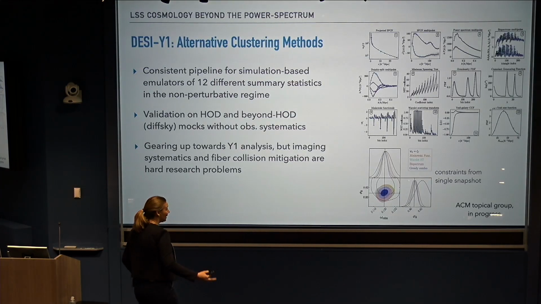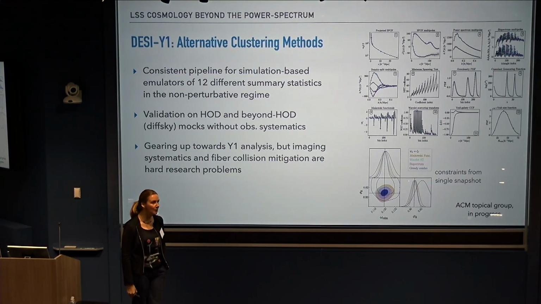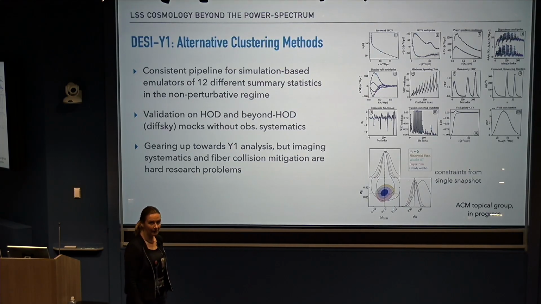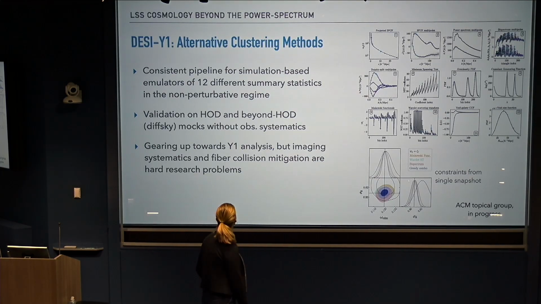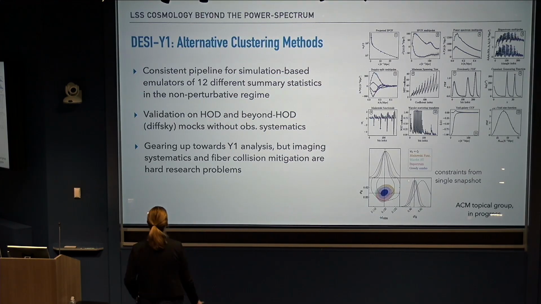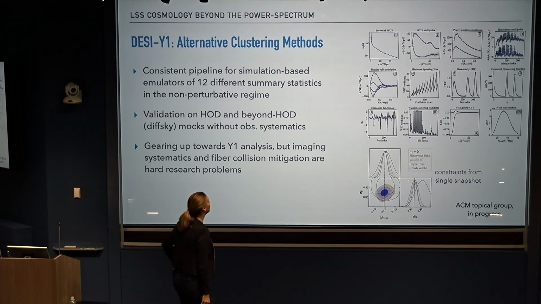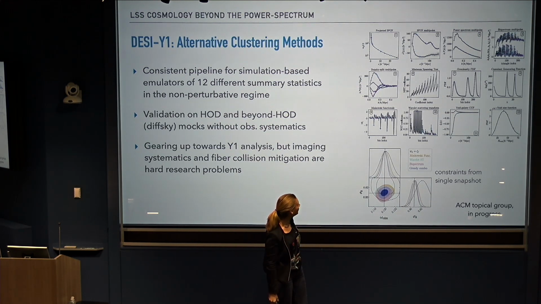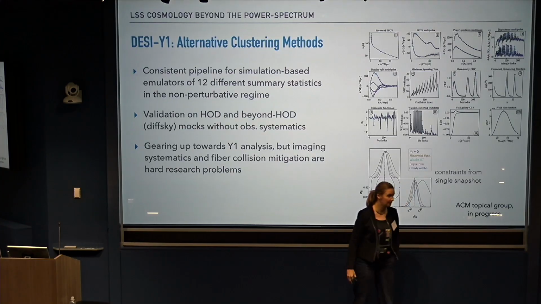There is a topical group on alternative clustering methods doing exactly this testing and gearing up for beyond power spectrum analysis of DESI. Enrique Paillas and Carol Cuesta have been leading a lot of this effort. And they've built a consistent pipeline for simulation-based emulators of 12 different summary statistics, shown up there from the projected 2-point function and 2-point function multipoles to then bispectrum, density split, a minimum spanning tree, over density PDF, cumulant generating function, Minkowski functionals, wavelet scattering transform, the void galaxy cross correlation function, and the void size function.